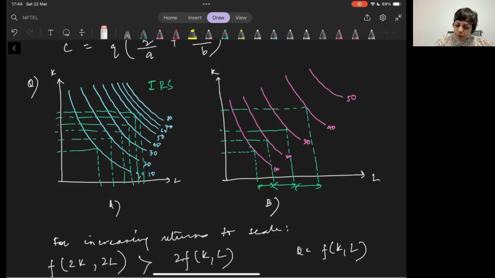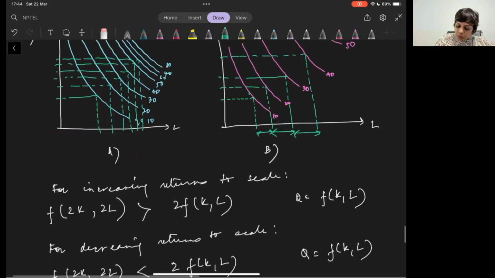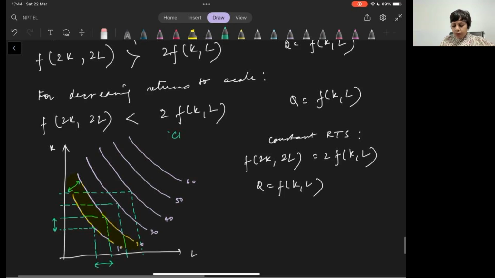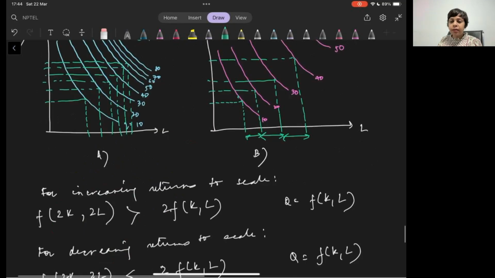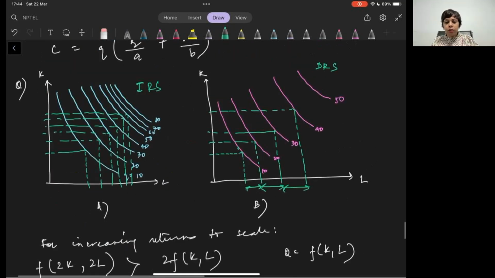Is it making sense? And this is constant returns to scale, because the amount you are increasing is again the same amount the output is increasing. Like you're increasing the same quantity of inputs every time to achieve the same increase in output. Is this clear? Any doubts?